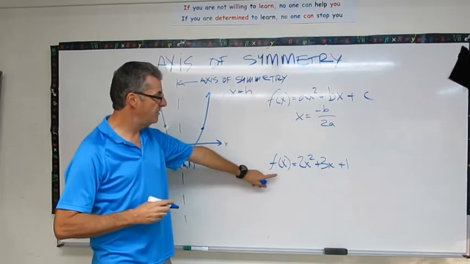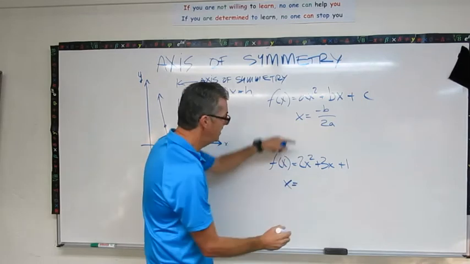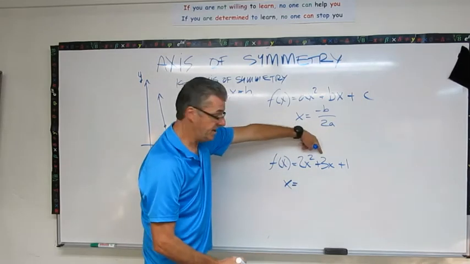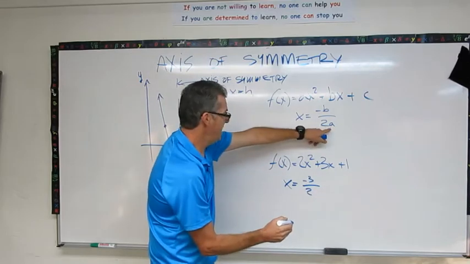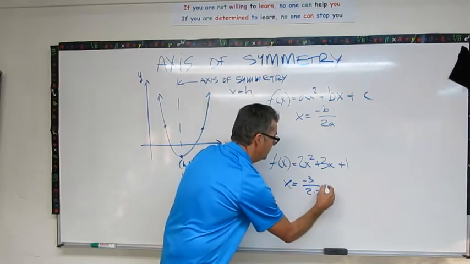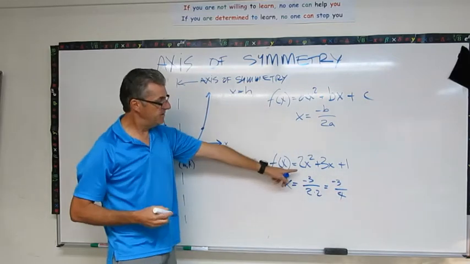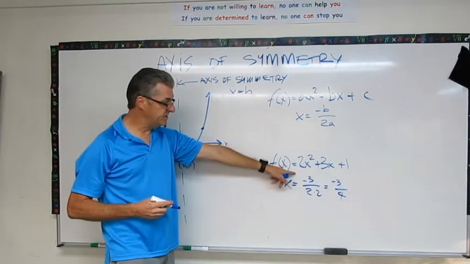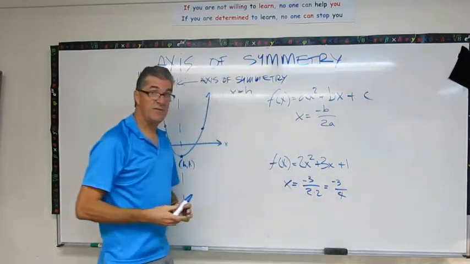So let's try that with this equation here. The axis of symmetry is going to be x equals negative b. b is 3, so minus 3 over 2 times my a, which is 2. It's going to be minus 3/4. So for this quadratic, the axis of symmetry is going to pass through the point negative 3/4 on the graph.